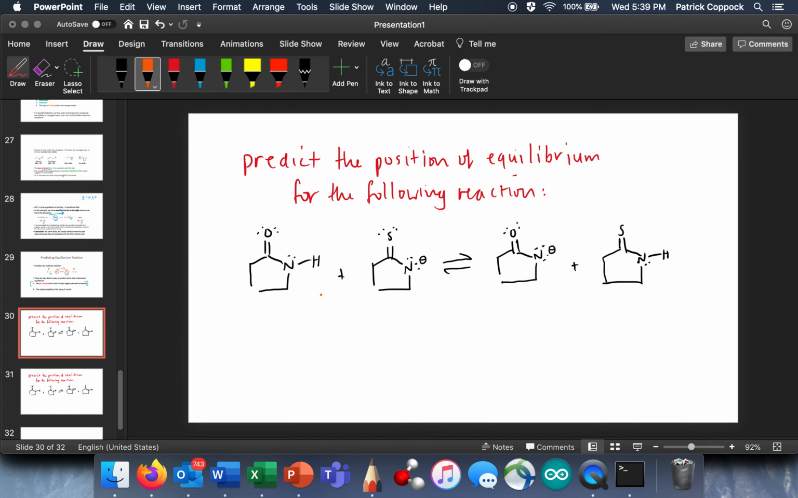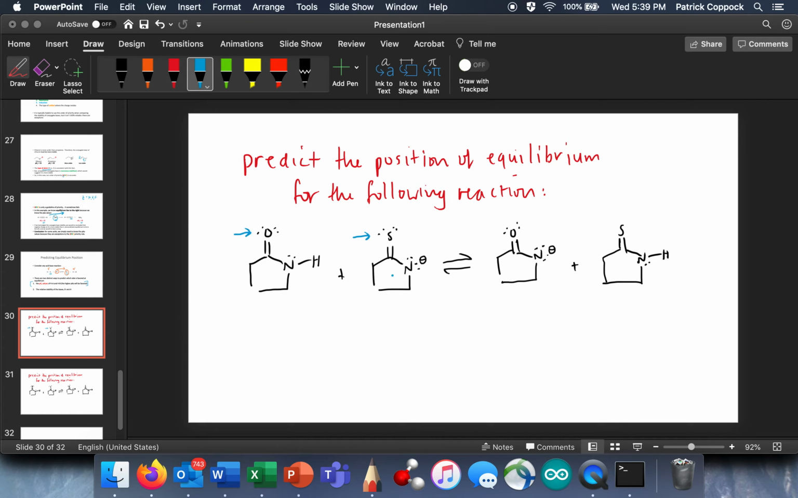So let's look at this question. Predict the position of equilibrium for the following reaction. I've got some amide, which you don't necessarily recognize, but I'll tell you that that's an amide. And here I've got something that's like an amide, but I don't know what it is. Look at that, it's sulfur instead of oxygen. So there's the difference.